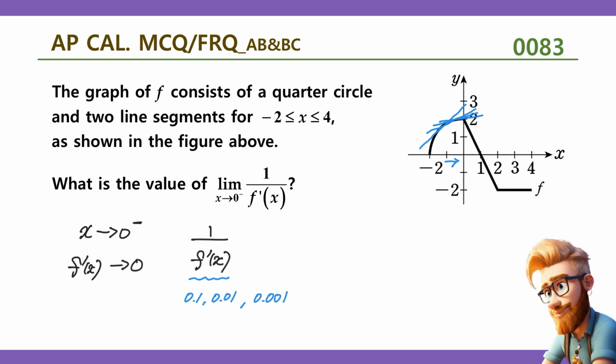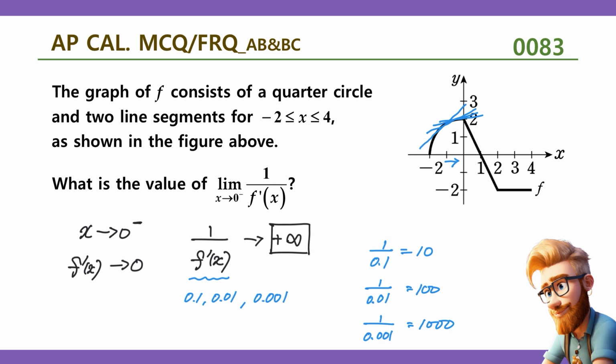Then what happens to 1 over f prime x? 1 over 0.1, that's 10, right? 1 over 0.01, that's 100. 1 over 0.001, that's 1,000, right? So as f prime approaches 0 from positive values, 1 over f prime x approaches infinity. It increases without bound, right? So it approaches positive infinity. So this is the answer for this limit.